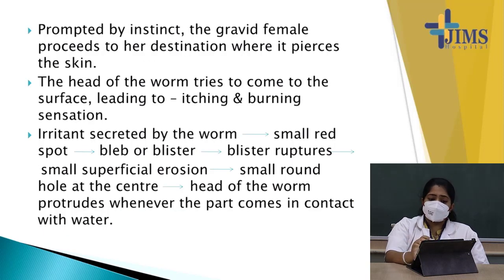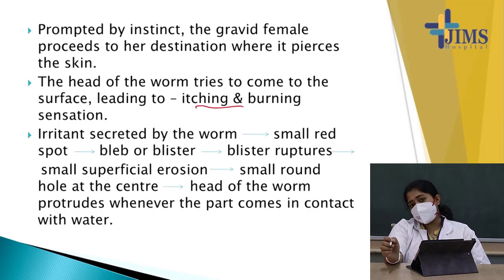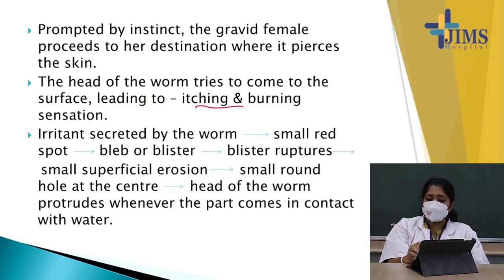Prompted by instinct, the gravid female proceeds to her destination where she pierces the skin. The head of the worm tries to come to the surface, leading to itching and burning sensation. The irritant secreted by the worm, that is a toxic product, will produce a small red spot, which will then turn to a bleb or a blister. Then the blister ruptures and forms a small superficial erosion.